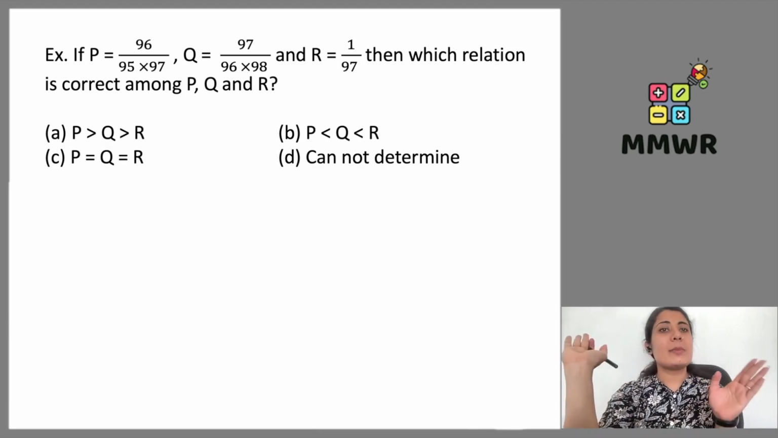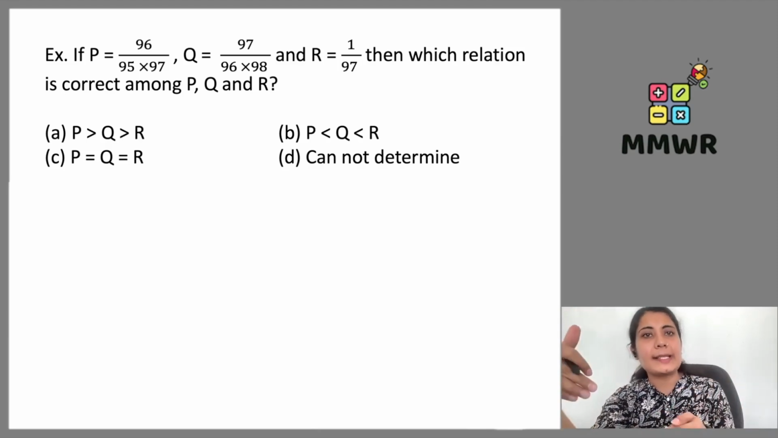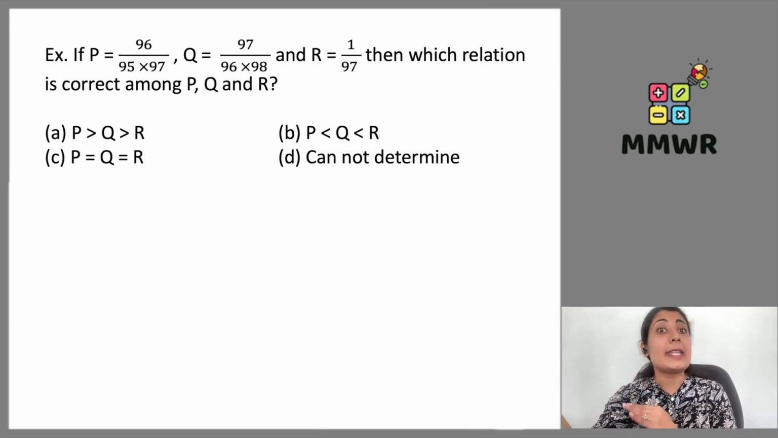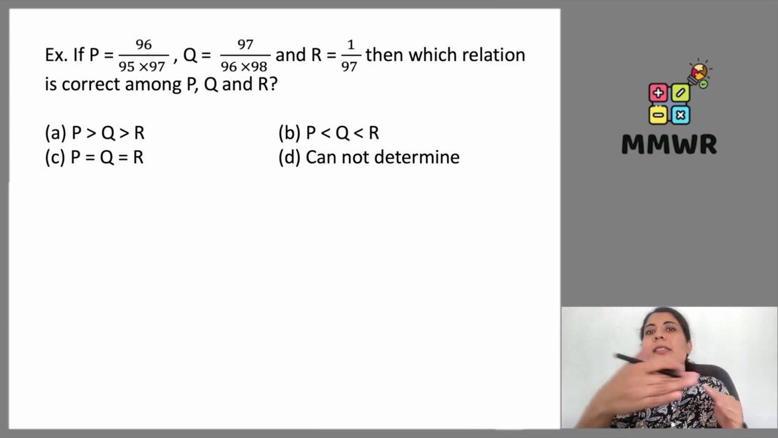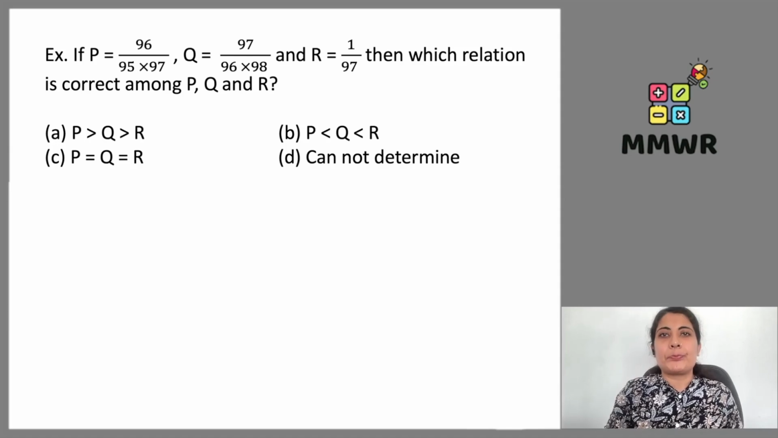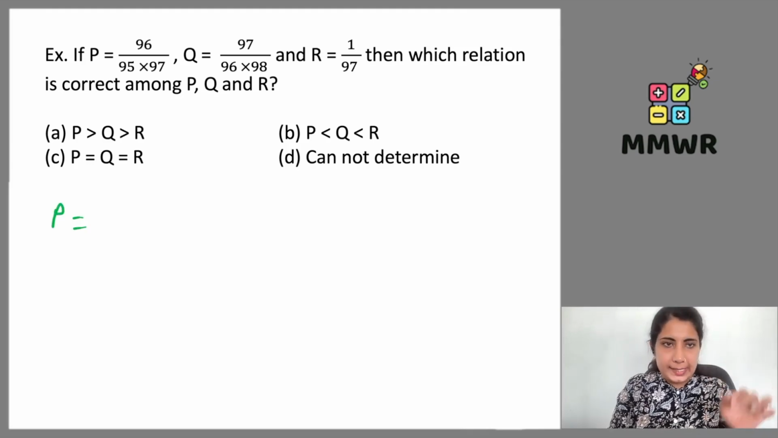That means the LCM is going to be 95 multiplied 96 multiplied 97 multiplied 98. So it is a lot of time taking to calculate it. उसका अगर आप equivalent fraction भी find करोगे, so it will be a lot of time wasting, right? So I am going to give another method here in such type of cases.